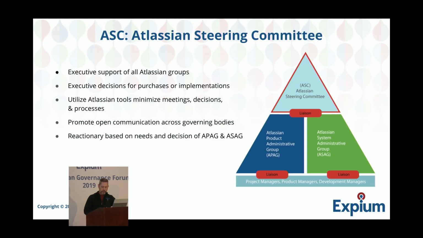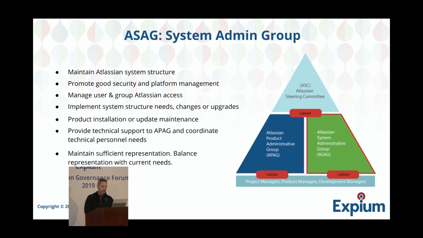So that's the Atlassian Steering Committee. Let me move down to the next level, which is going to be the system group. The system group is going to want to be separated from the product group because it's really important for us to differentiate when we are doing governing and governing bodies. What is the difference between system activities and product activities? I'll give you a great example of that.